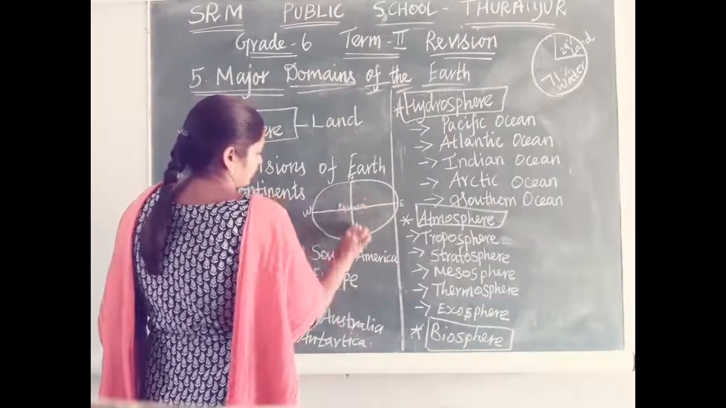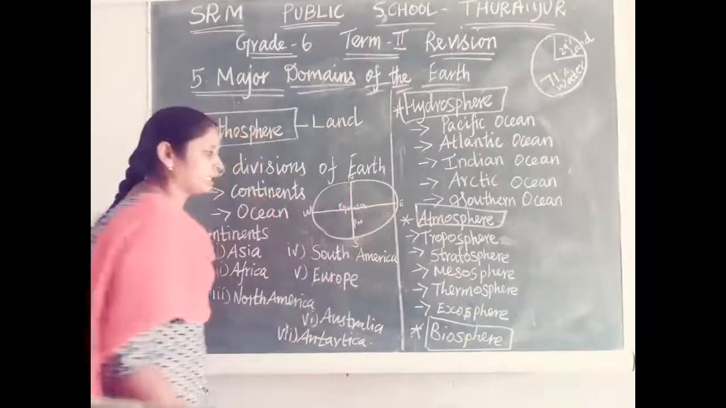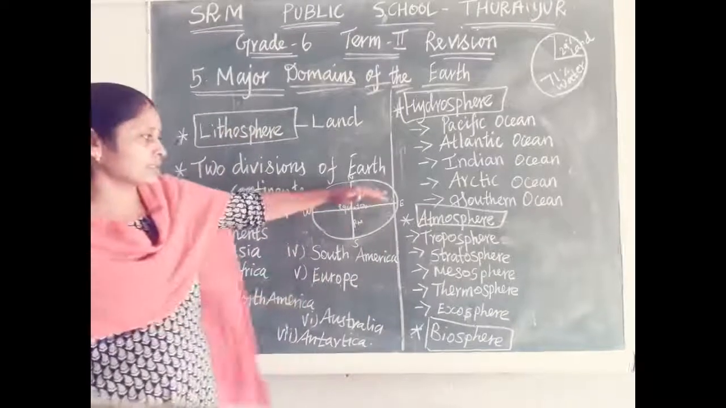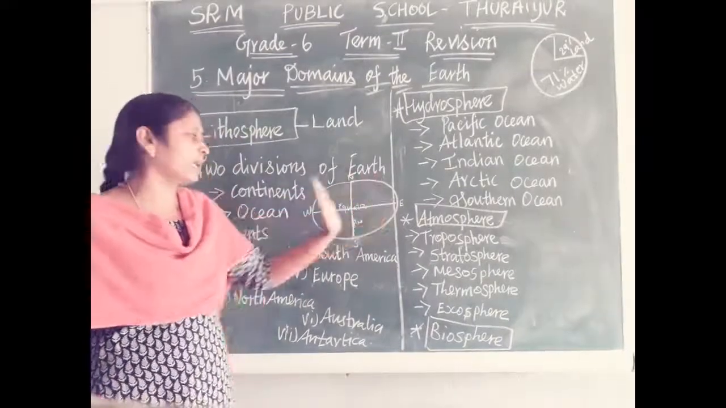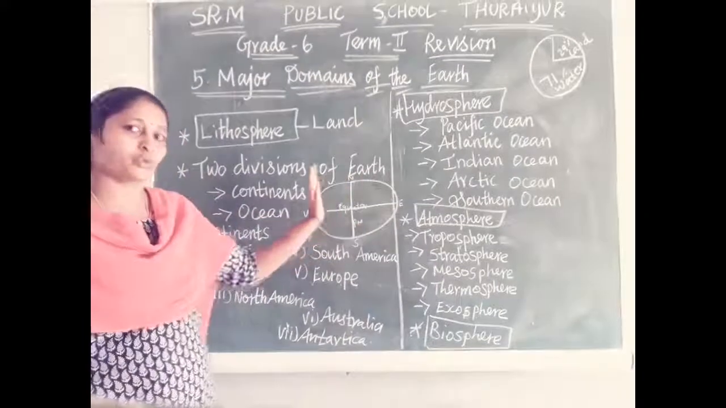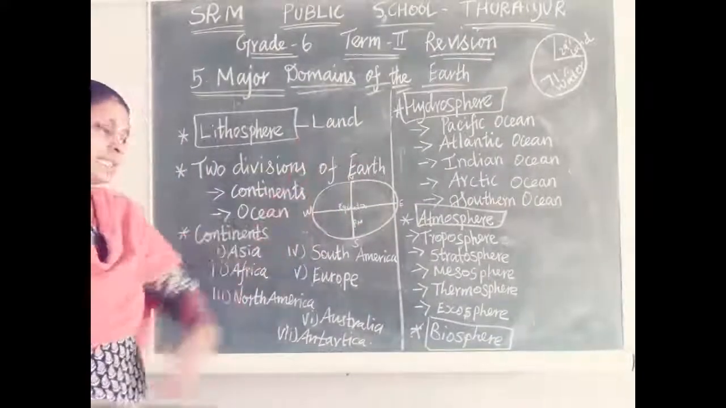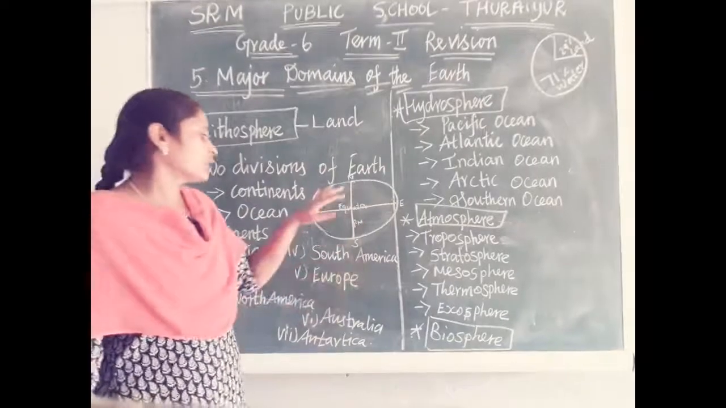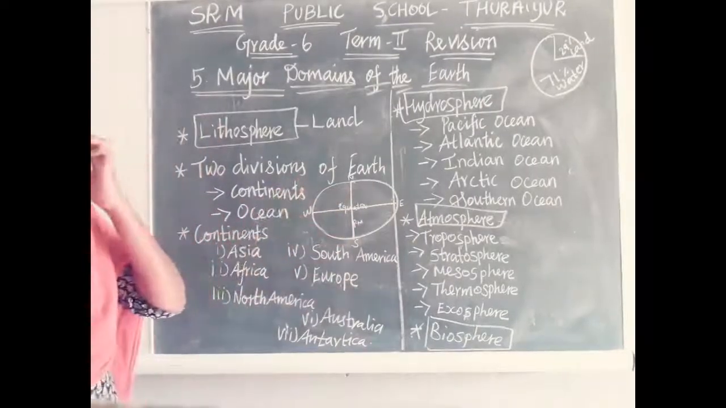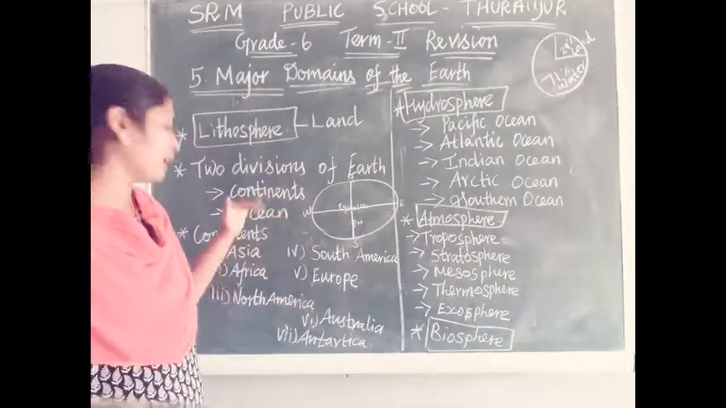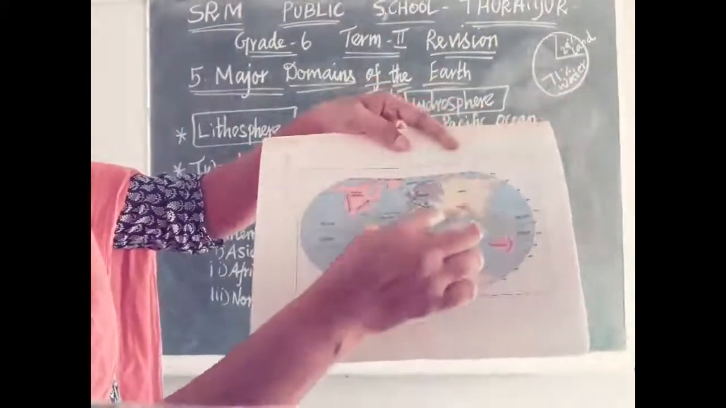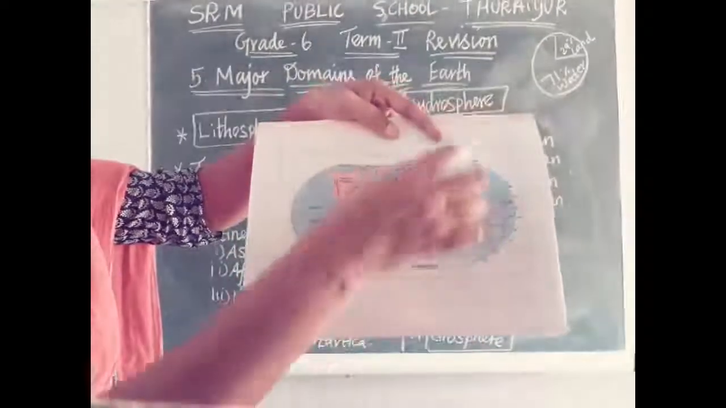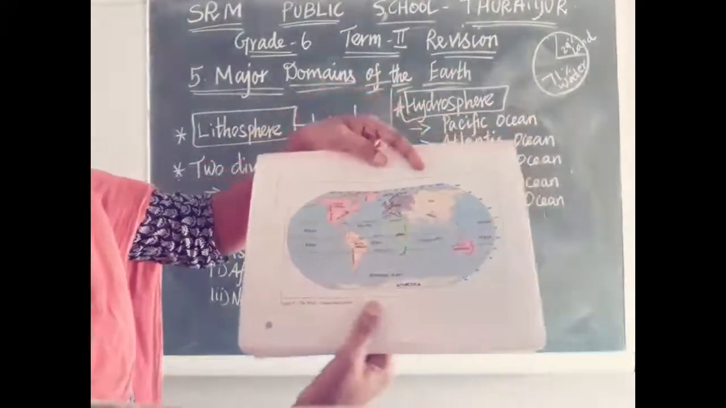This is the prime meridian. So this is the northern hemisphere, southern hemisphere. This is the eastern hemisphere, western hemisphere. That we learned in the second lesson itself. So in this location where Asia is located, it is in the northern hemisphere according to the equator, and according to the prime meridian, it is located in the eastern hemisphere.